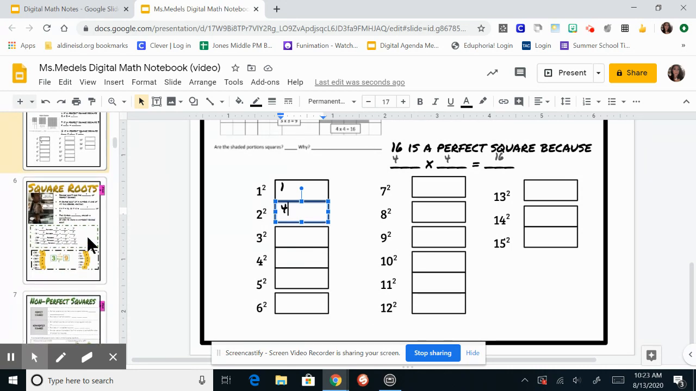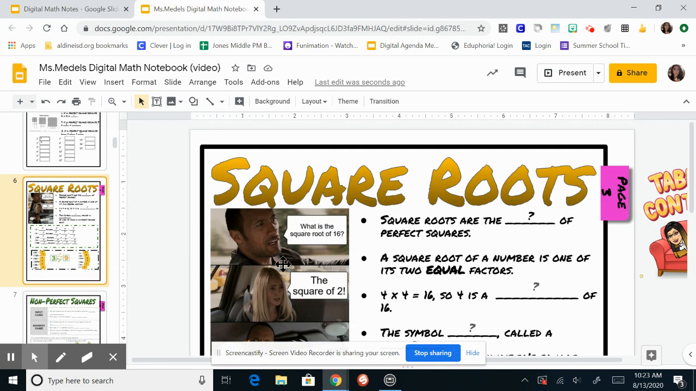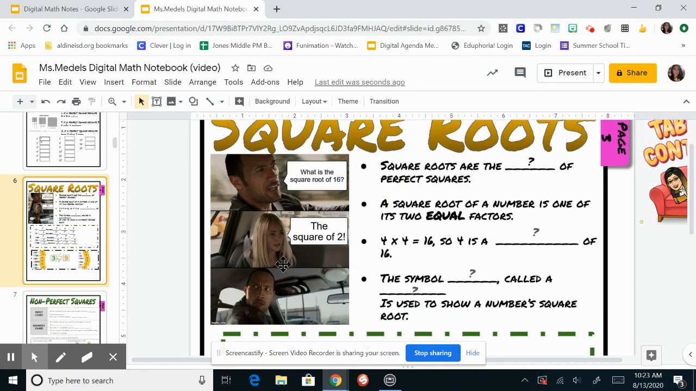All right, moving on to square roots. I kind of gave you a little joke. It's saying, what is the square root of 16? Well, it is the square of 2. And if you didn't get that little joke, square roots are actually the opposite, or the inverse, of squares. So that's actually going to be our first answer right there.